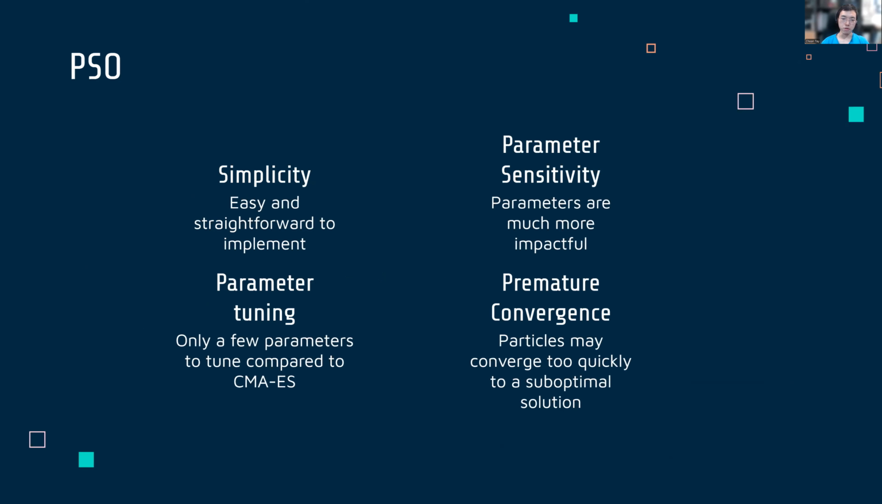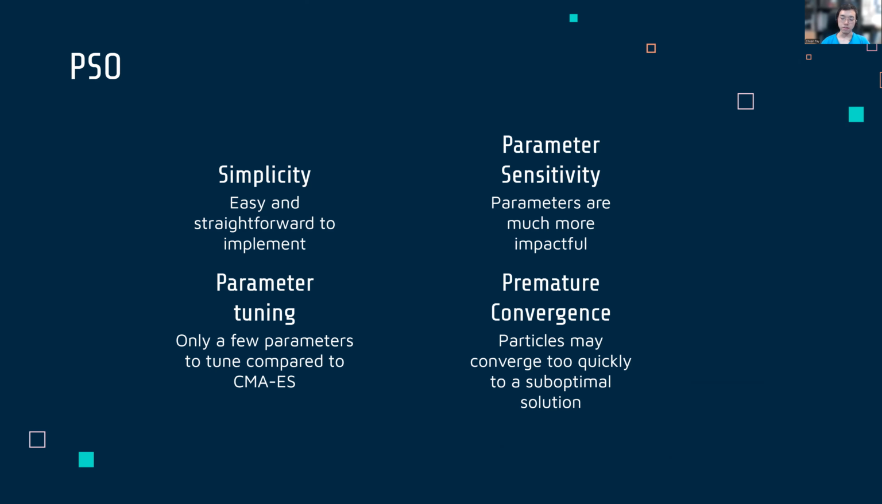PSO is straightforward to implement and easy to understand, a very big difference between it and most other optimizers. In comparison to CMAES, it has much fewer parameters that can be tuned. However, the cons are that the parameters are much more impactful with just a minute change. The particles might even converge much too quickly with unsuitable parameters, resulting in a suboptimal solution being produced.